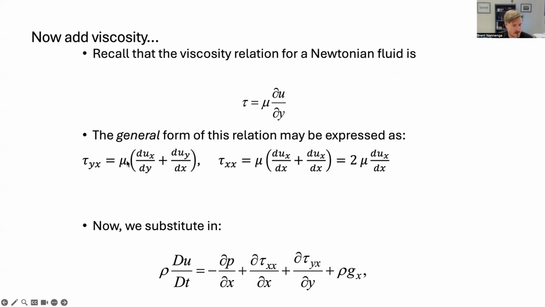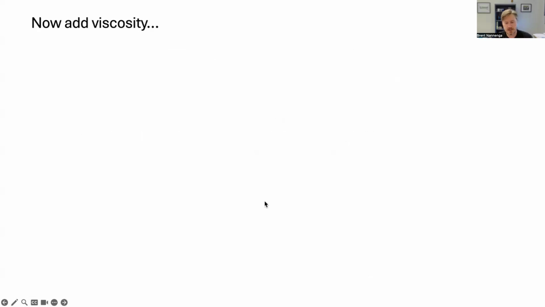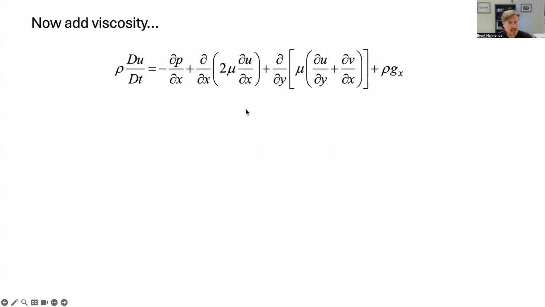You'd have the viscosity times the derivative of the velocity in the x direction with respect to y plus the derivative of the velocity in the y direction with respect to x. Now, if you're looking at tau xx here, both of them would be the derivatives of ux with respect to x, or just 2 times the viscosity times the derivative of velocity with respect to x. Okay, so if we plug that back into the equation we had before, we will end up with everything in terms of viscosity and velocity.